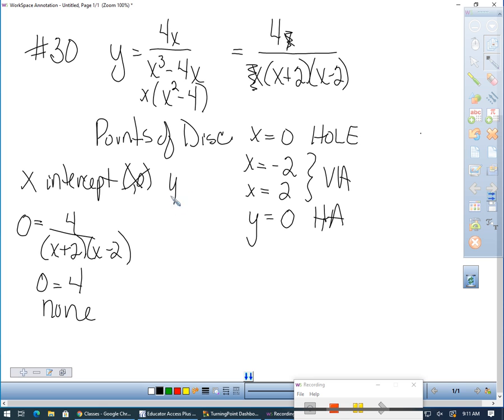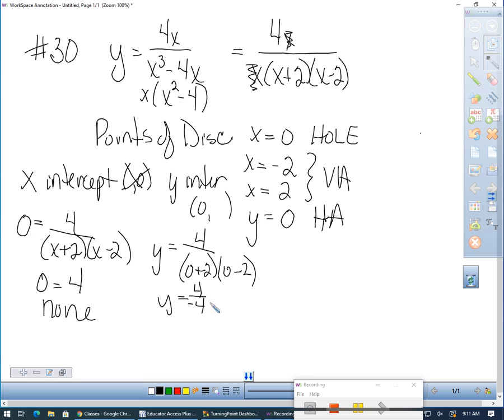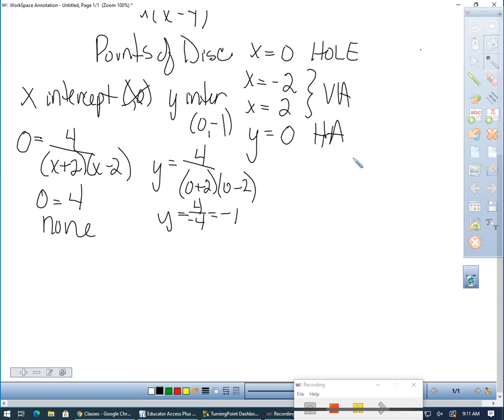My y-intercept means I put 0 in for x. So in this case, I have y equals 4 over 0 plus 2 times 0 minus 2, or y equals 4 over negative 4, or negative 1. So we have a y-intercept at 0, negative 1. So let's take all of this information and we graph it.